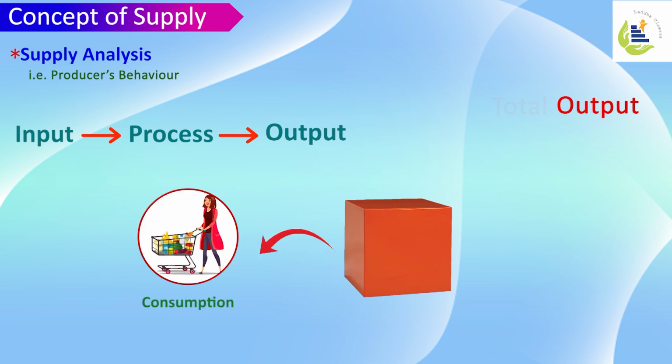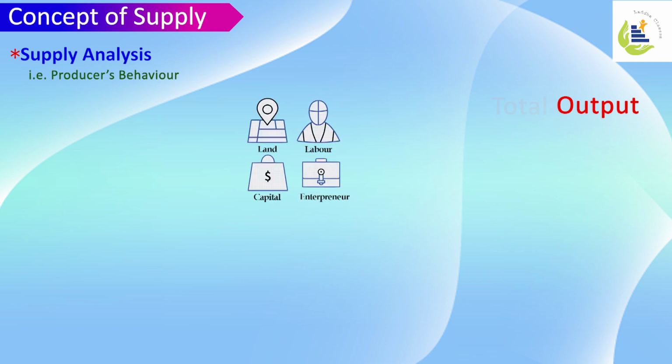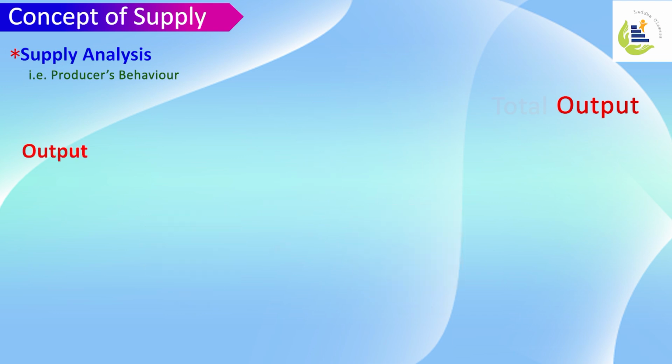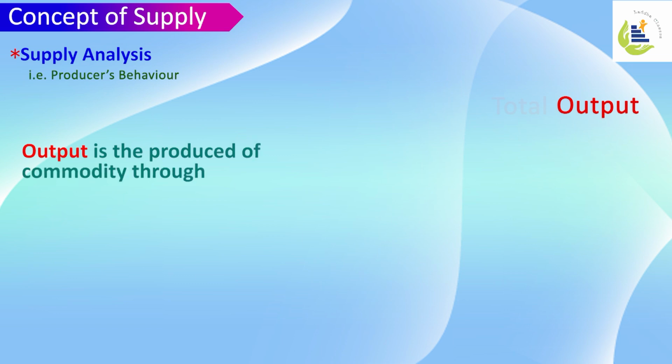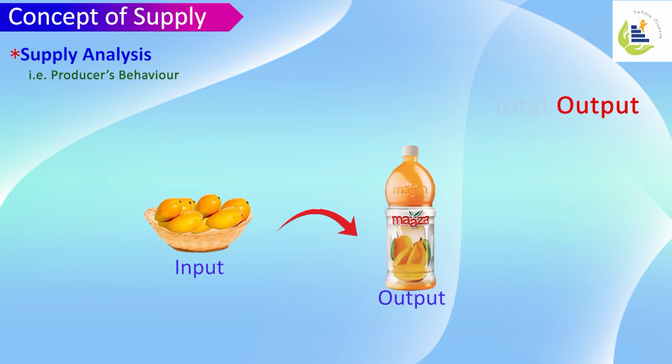So what do I understand? Output leads to consumption. Yes, simple. But let me explain what an output is: a producer uses the factors of production to turn inputs or raw material into finished or consumable goods, and that is output. In simple terms, output is the produce of a commodity, goods or services through the production process. I'll give you an example. Let's say I give some inputs of fruits, let's say mangoes, and do some process of production, and I get mango juice out of it. So the juice is an output.